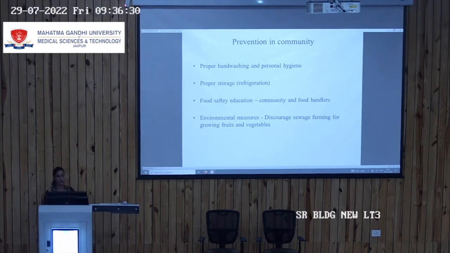Environmental measures taken are to discourage sewage farming, that is, the water which comes after treatment from the sewage treatment plant is often used in farms, but if that water is not treated properly, it may lead to a source of infection. So that is known as sewage farming. It should be discouraged for growing fruits and vegetables. Sewage farming is only used for certain crops like fodder for animals or grass.